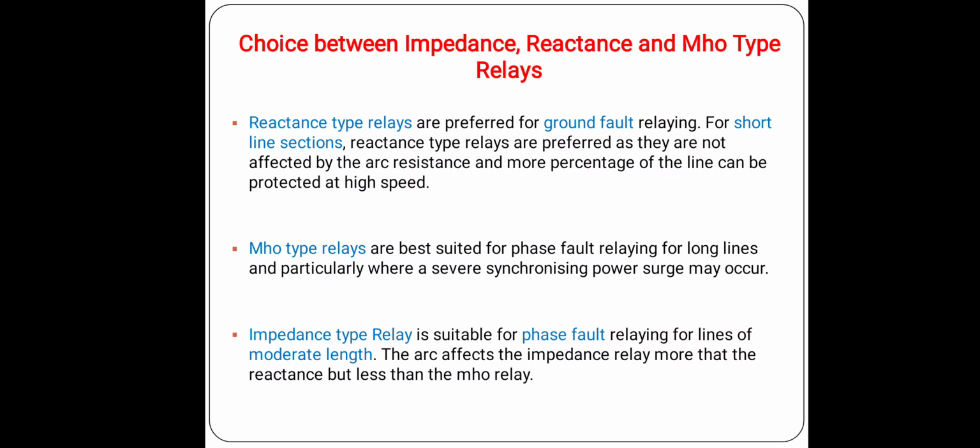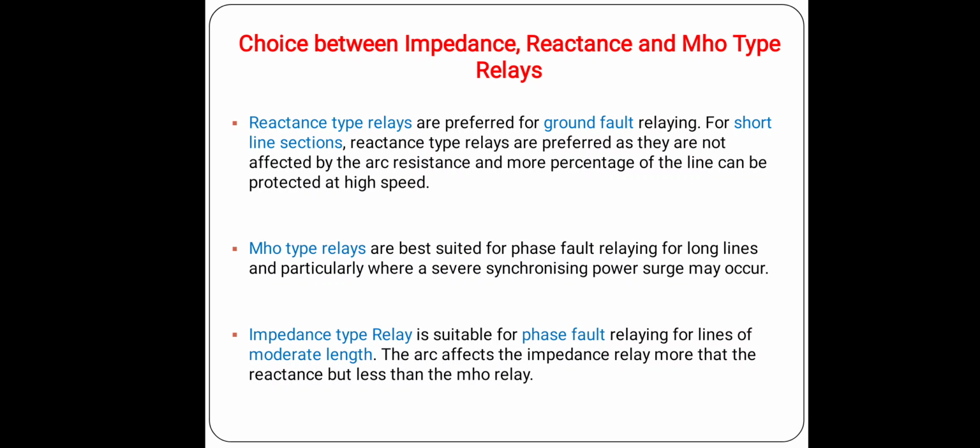The choice between impedance type, reactance type and Mho type distance protection relay should be made properly with reference to their application to transmission line protection. The first one is that reactance type relays are basically preferred for ground fault relaying, because the ground resistance is variable and the ground distance relays must be unaffected by variation in the fault resistance. Due to this reason, reactance type relays are most preferable for ground fault relaying.